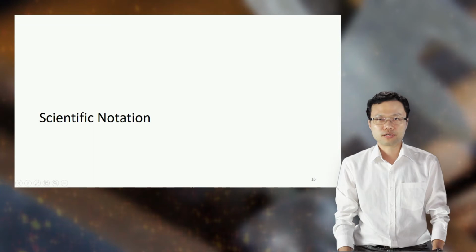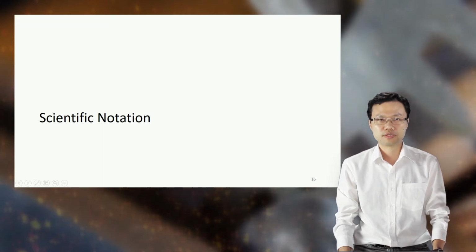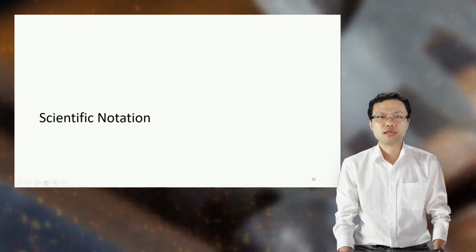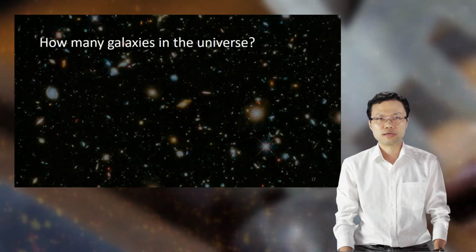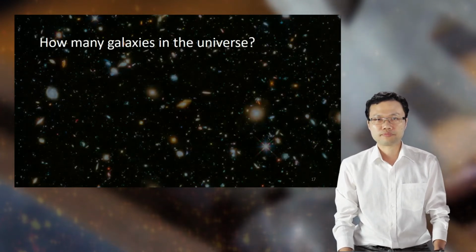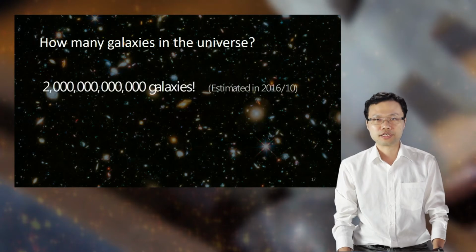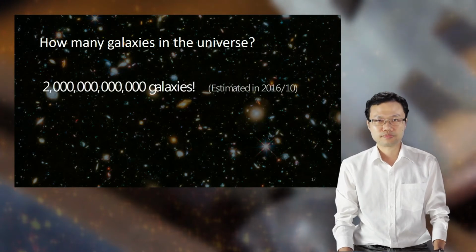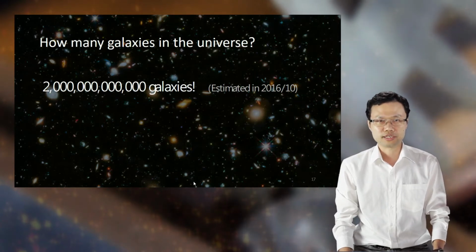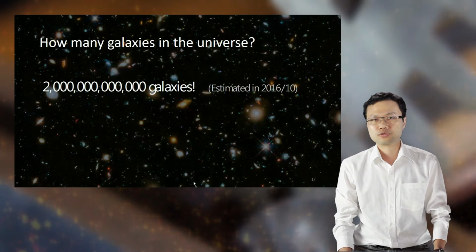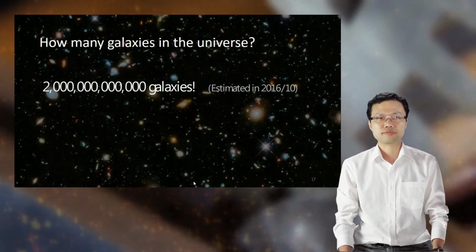In the following, we are going to turn to the scientific notation. In order to understand the scientific notation, let's try to answer 2 questions. The first question is, how many galaxies are there in the universe? According to the estimation of NASA in October of 2016, there are about 2 trillion galaxies.